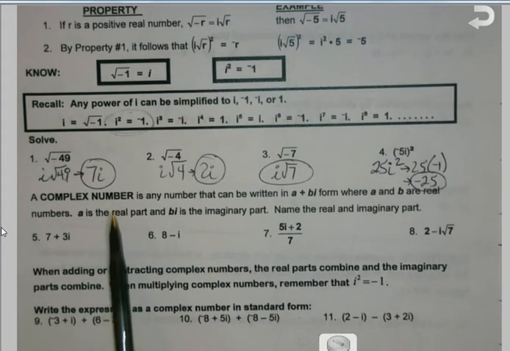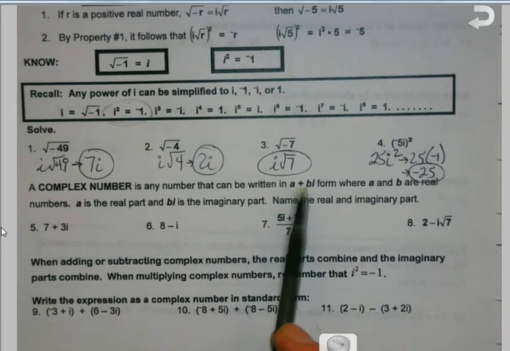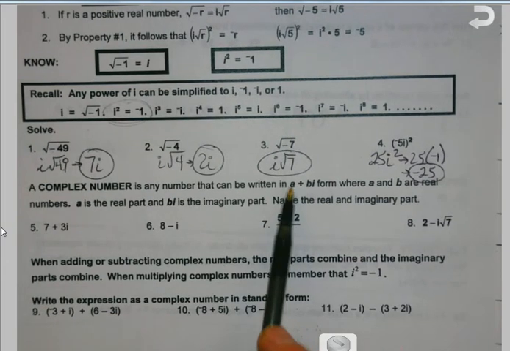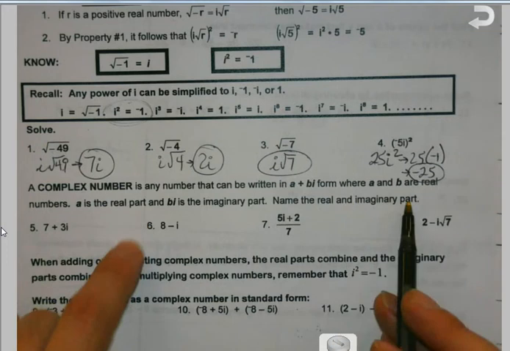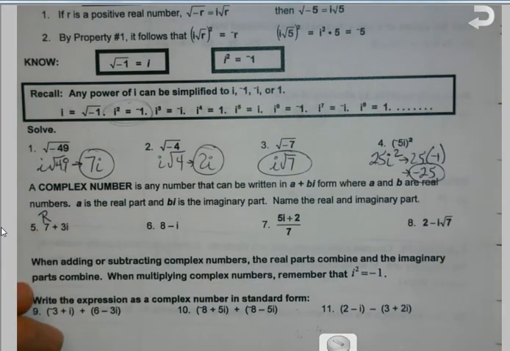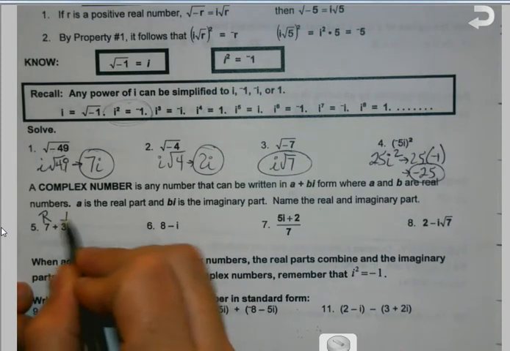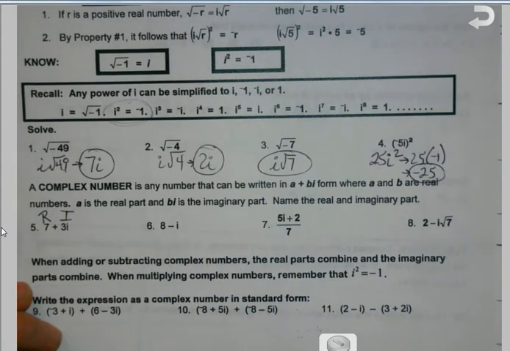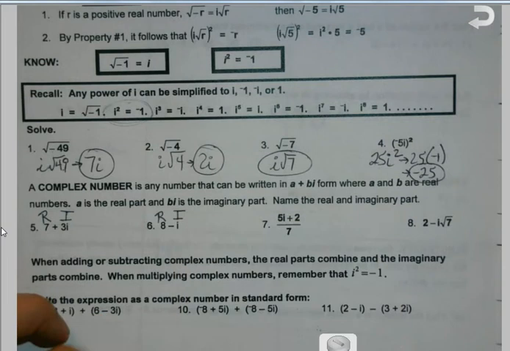And again, we talked a little on the sheet about a complex number. Anything that can be written in standard form, where again, this is real and this is imaginary. So name the real and imaginary part. So again, real is going to be your constant term, and the imaginary part is whatever part has the i with it. And typically, unless something strange is going on, your real part will always be first and your imaginary will be second.